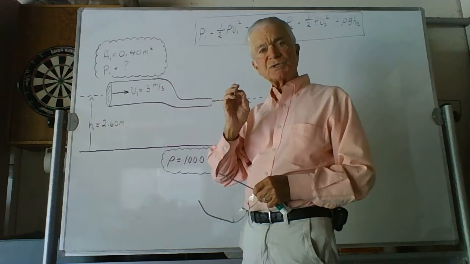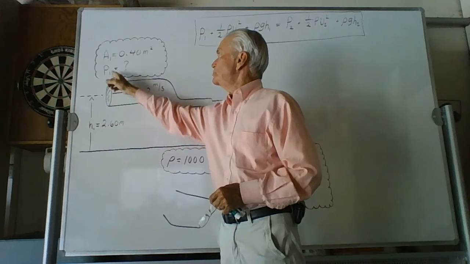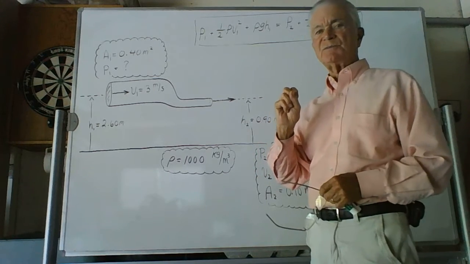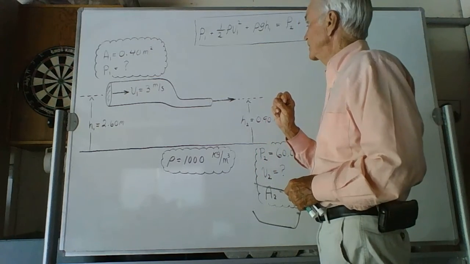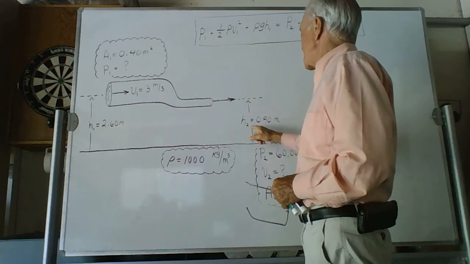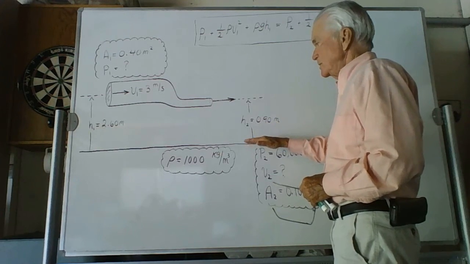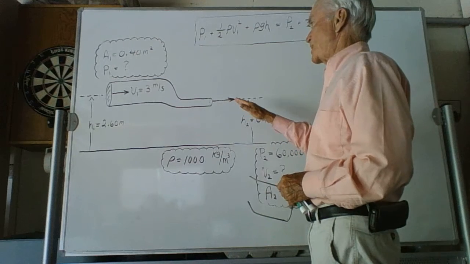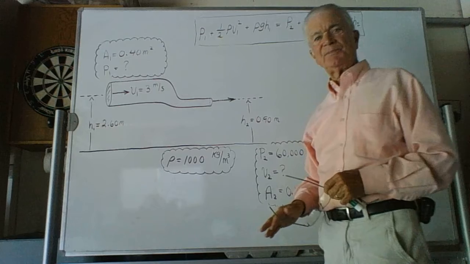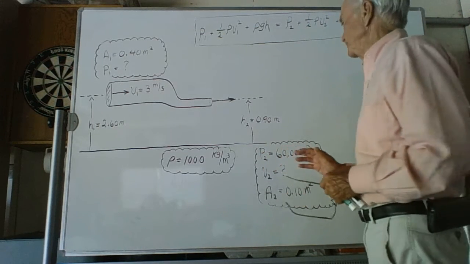One of the unknowns in this problem that we will seek is the pressure at that location, P1. That will be the first of two unknowns that we will be looking for. At the other end of the pipe, the center of the pipe is a height H2, 0.90 meters above the ground. The water that's flowing in this pipe has a density of 1,000 kilograms per cubic meter. That's the constant density of water, unchanging density.